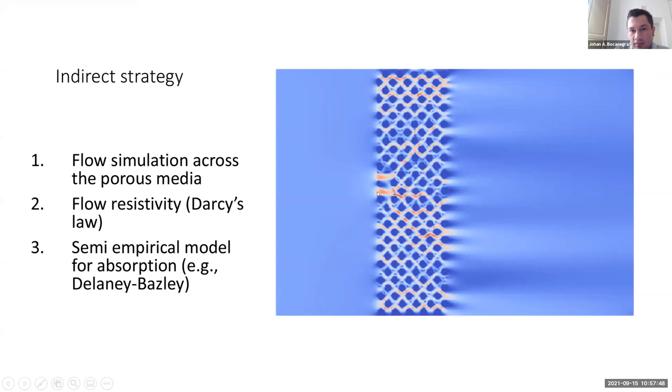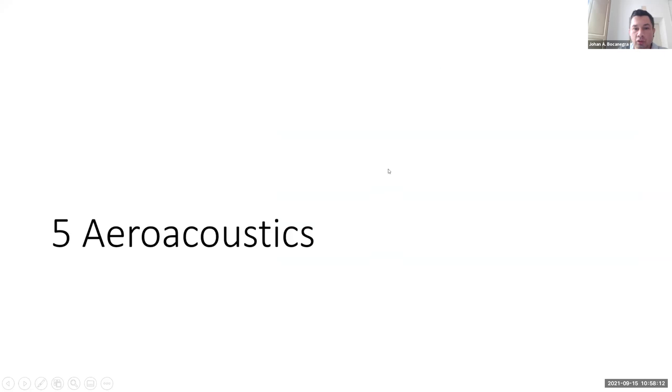The indirect strategy is to use flow simulations with the lattice Boltzmann method to obtain the flow resistivity and use some semi-empirical model for absorption, such as the Delany-Bazley model, that only needs this non-acoustical parameter called the flow resistivity to obtain the absorption curve.